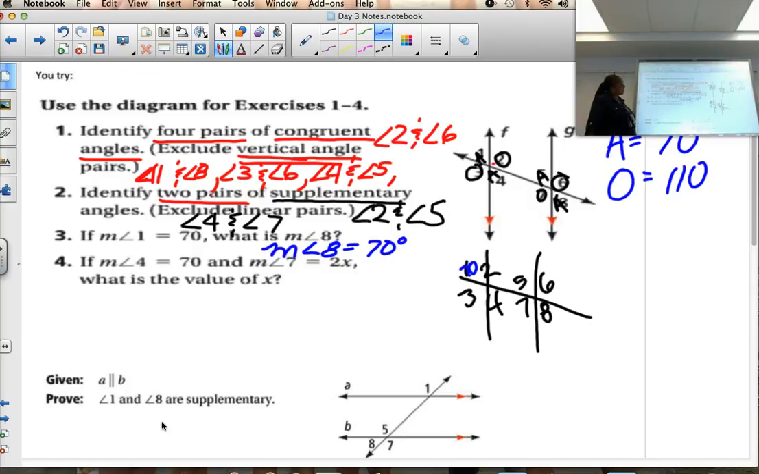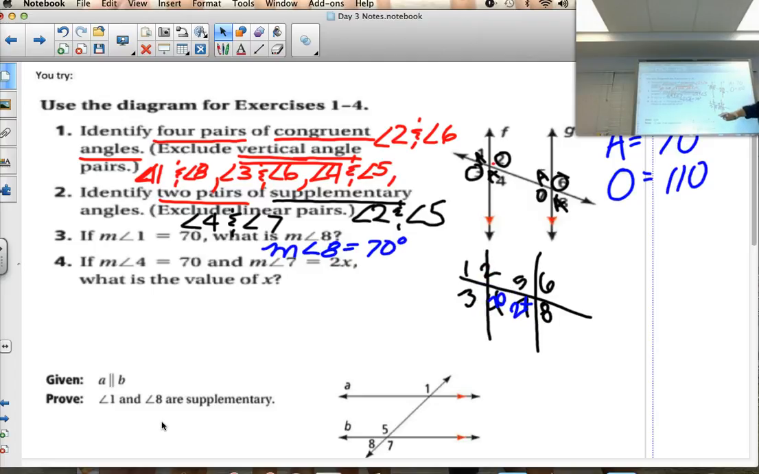Okay, so they said if the measure of angle 4 is 70, and the measure of angle 7 is 2x. So I'm going to put down here 2x. Now first tell me, if angle 4 is 70, you see where angle 4 is? And the measure of angle 7 is 2x. What do we know about these two angles? That 7 is an obtuse, so it equals 110. So then you just have to divide it with 110.